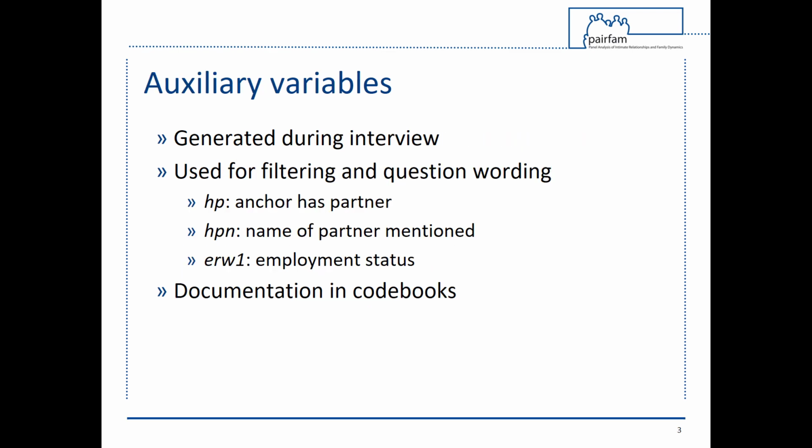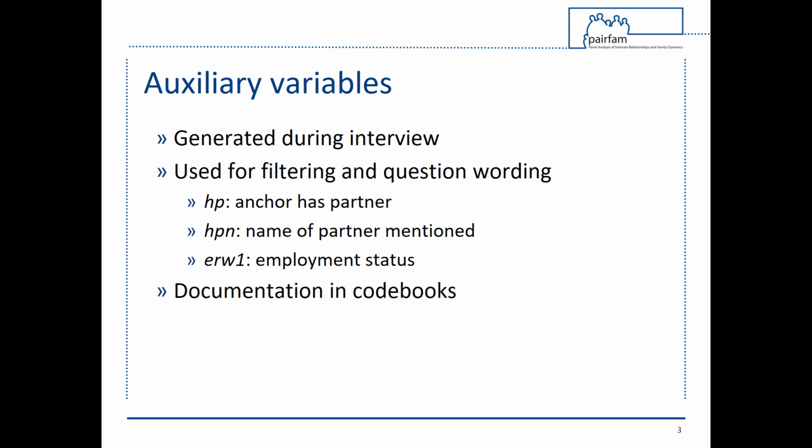What are auxiliary variables? Auxiliary variables were generated during the interview and mainly used to modify filters and question wording. For example, if a respondent reports a current partner during the survey, they will be posed further questions about this partner. The auxiliary variable HPN stores the name of the current partner and is used as part of the question wording for further questions about this partner.